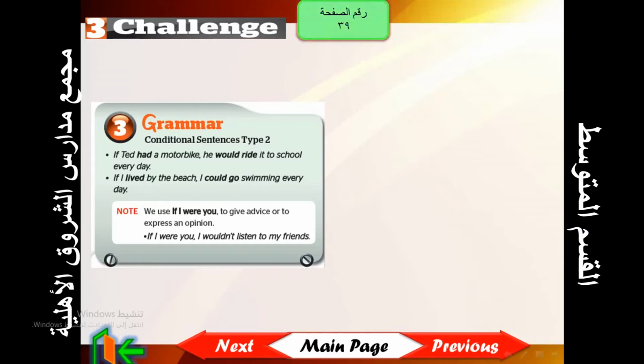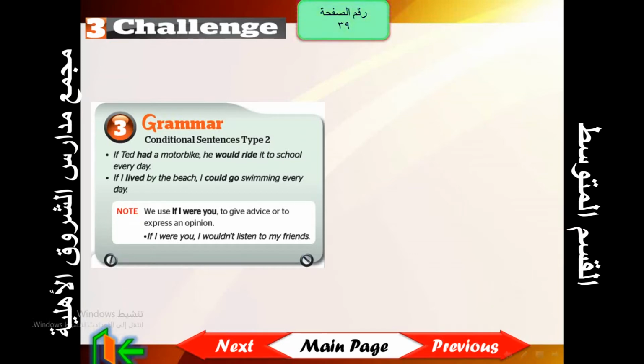If Ted had a motorbike, he would ride it to school every day. As we see, if is followed by past simple in the first sentence. In the second sentence we have would ride. Would plus verb 1, would plus infinitive, would or could or should or might, plus a verb in the base form.